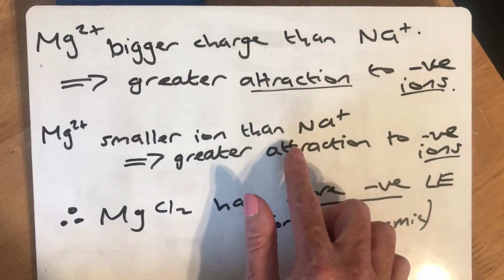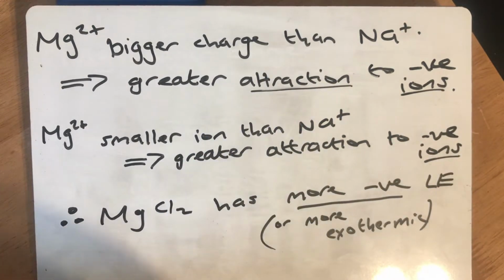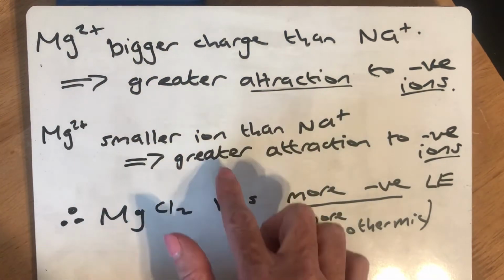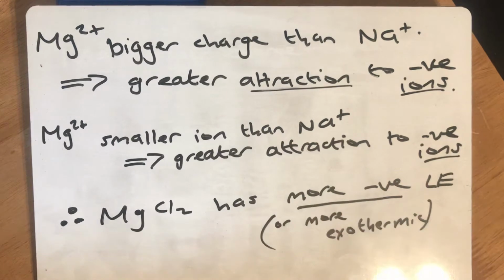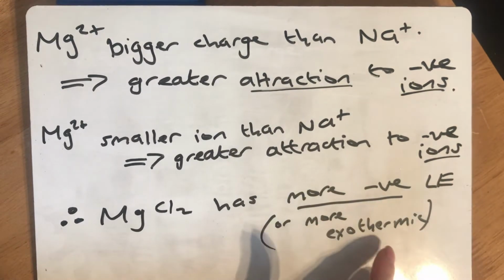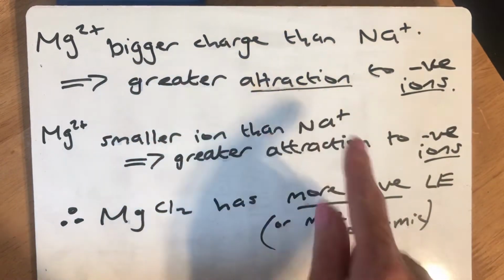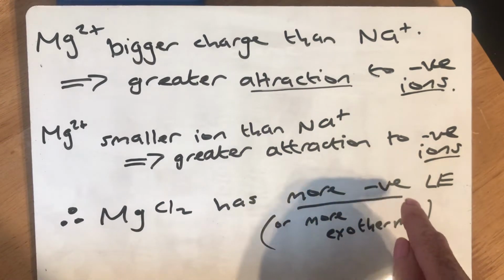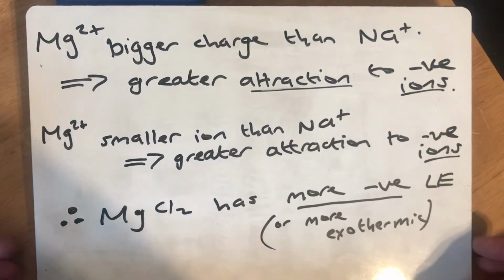Your magnesium is also smaller, which means that you've got that greater attraction between your positives and your negatives. So because both of these things, bigger charge and smaller size, both result in greater attraction, that means that your magnesium chloride is going to have a more negative lattice enthalpy or more exothermic, if you want to look at it that way. Whenever you're doing these arguments, you can always do reverse arguments. So if you wanted to say sodium has a smaller charge with weaker attraction, and then say that your sodium chloride has a less negative lattice enthalpy or less exothermic, that would be fine as well.